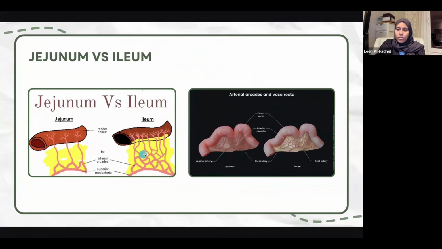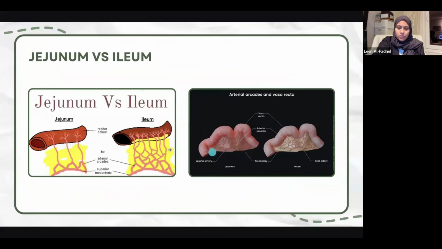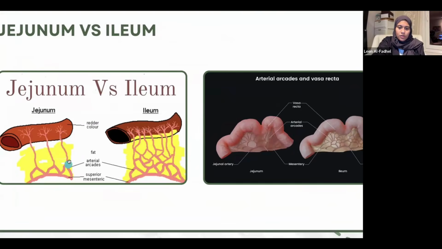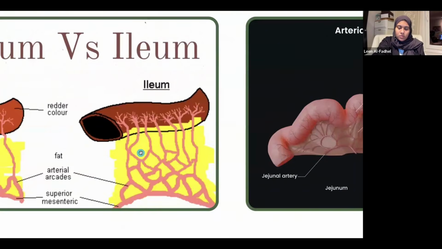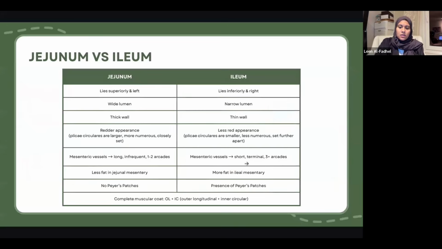Versus the ileum, you have more than 3 arcades, okay? And what else? The vasa recta are very short in the ileum, and in the jejunum, they're very long. As you can see, they're very long here, but compared to the ileum, it's very short, okay? And histologically, you'll find Peyer's patches in the ileum, but you will not find them in the jejunum. Okay? And yeah, this is everything else that we've talked about.